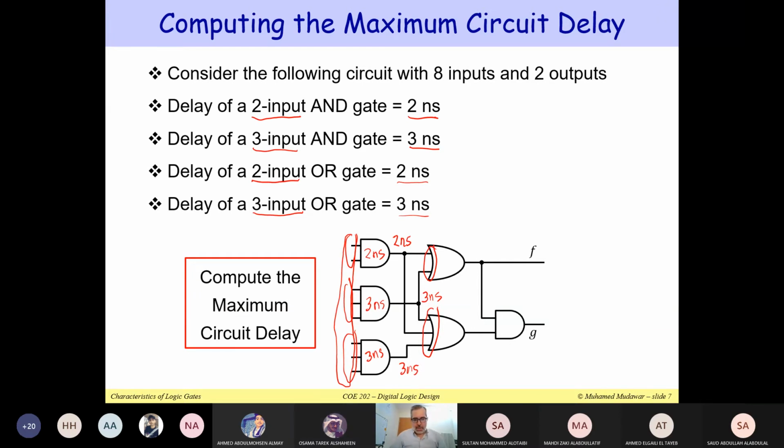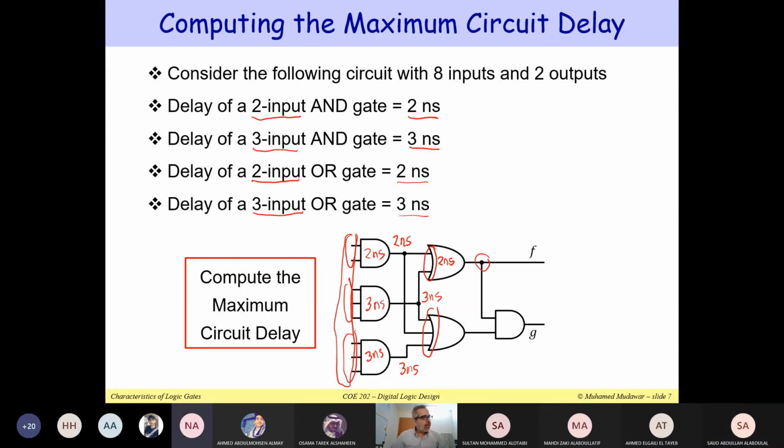Yes. Okay, good. Now, let us take a look at this OR gate, which is shown here. This OR gate has a delay of 2 nanoseconds because it's a 2-input OR gate. Now, tell me, what's the delay of the output of this OR gate? 5. Why?